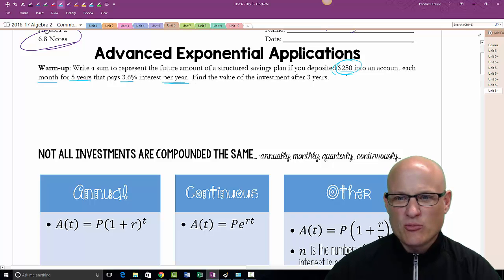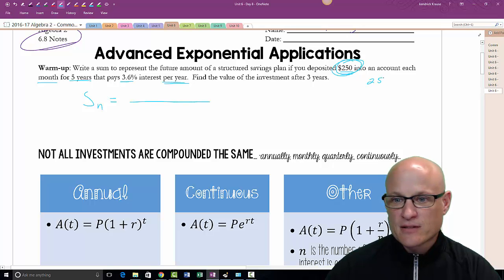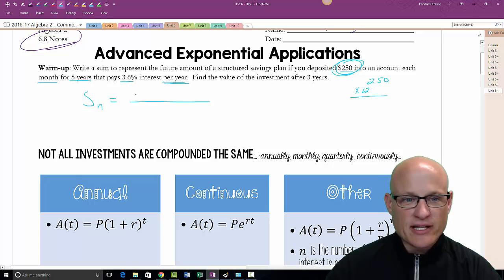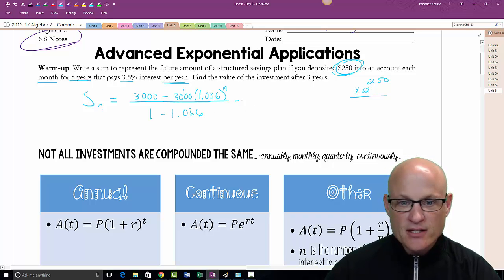Well, if I'm doing it every month, how much is that per year? So let's go. My summation is going to be 250 times 12. Oops, that's 3,000. So every year it's going to be 3,000, and then it's growth. We're going to do 3,000 times 1.036 to the n all over 1 minus 1.036, right? And that's what we got.